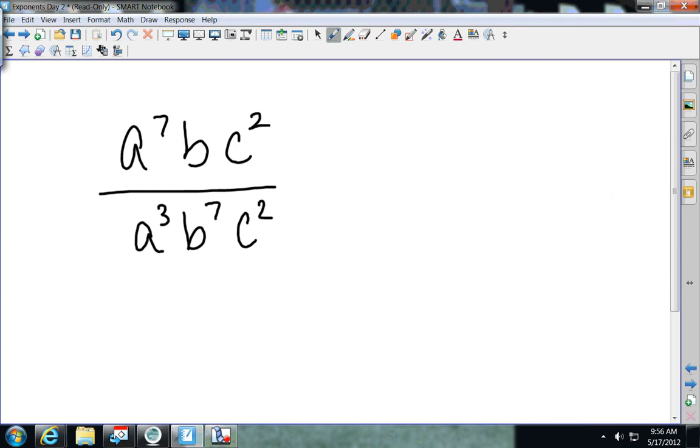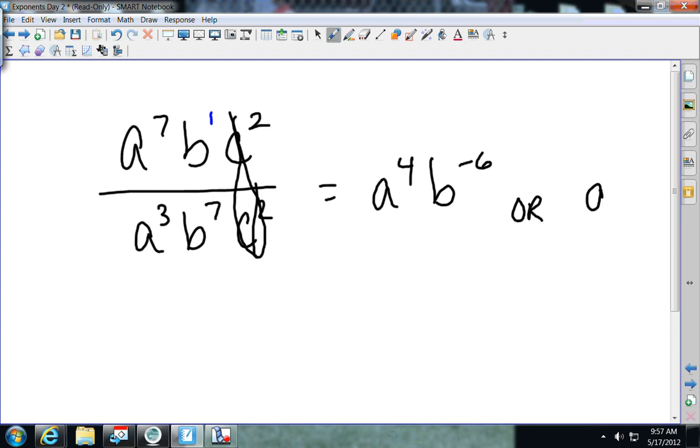Okay, so on this one, when I'm dividing, I subtract the exponents. 7 minus 3 is a to the 4th. Now, what exponent is with this b? There is a 1. So it's 1 minus 7, b to the negative 6. What happens to the c's? They go away. So this is one form you can have the answer. How can I write this so that I can have positive exponents? A to the 4th is already positive, right? You leave that alone. So move this down in the denominator and you get b to the 6th.